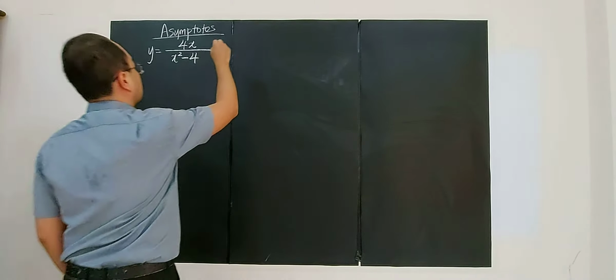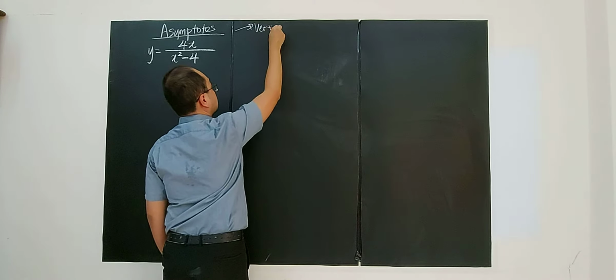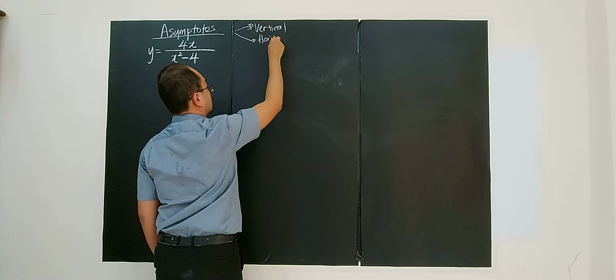Hi. Okay, if you did not understand the previous video about asymptotes, in this video I'm going to explain again how to find the asymptotes of a function and use them to sketch a graph. For this case, we're going to introduce two types of asymptote, the vertical asymptotes and the horizontal asymptotes.